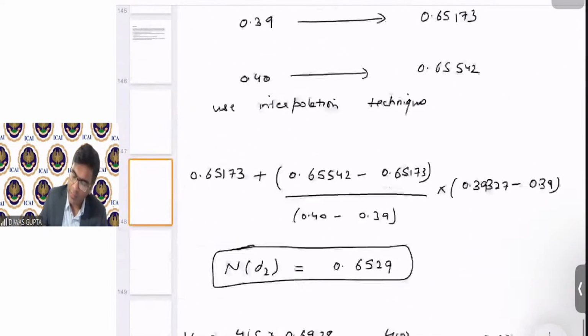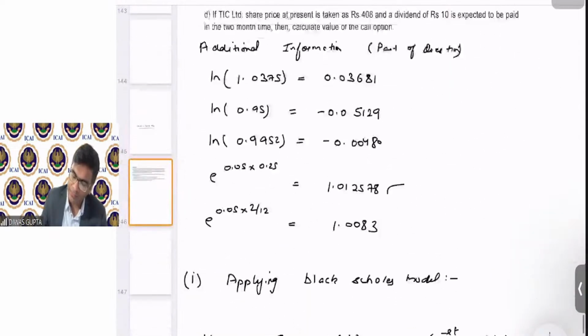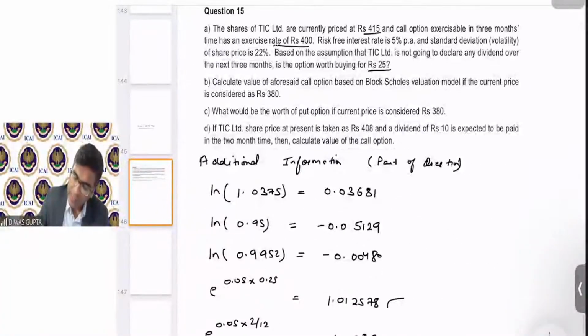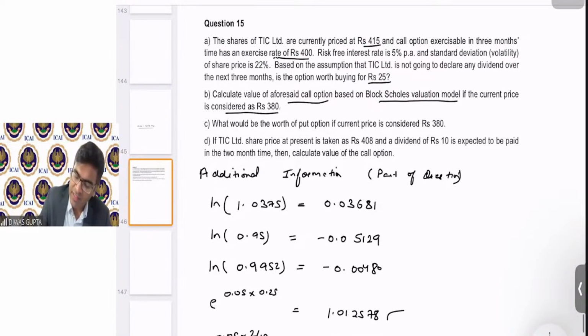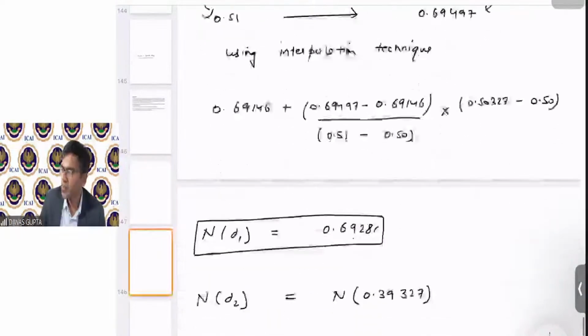Now let's come to the next part. Calculate the value of aforesaid call option based on Black-Scholes valuation model if current price is considered as 380. So instead of 415, they are saying that you assume it is now 380 and you recalculate the entire value of call option.